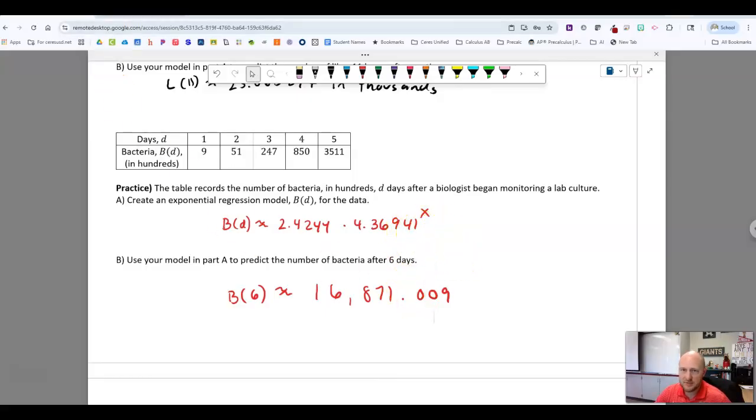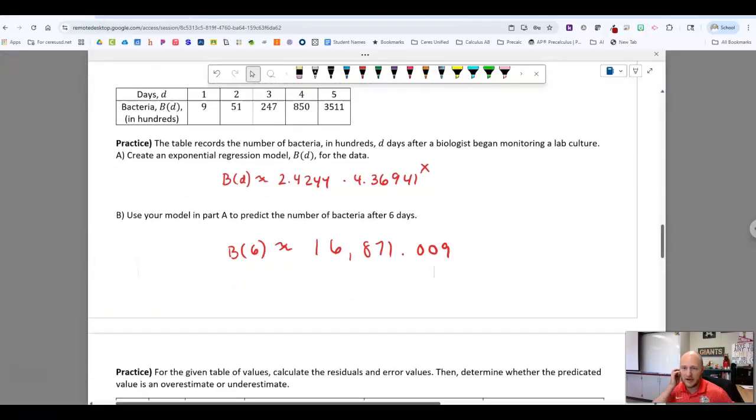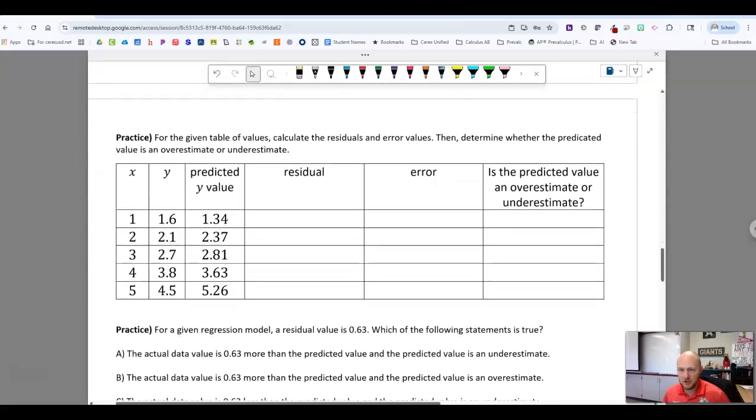And again, you get this by entering your data into Desmos, clicking the icon over here and creating an exponential regression. And again, what I did is I copied this equation down, and I retitled it from y into a function b based upon x, and I just asked Desmos what's b of 6, and it gave it to me. Okay? All right, so that is regression.